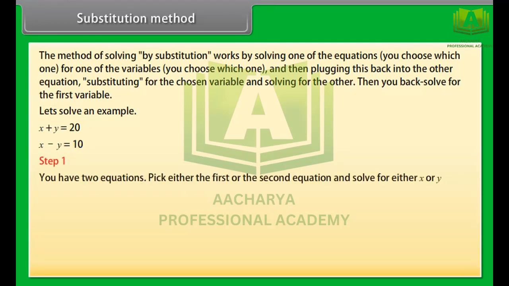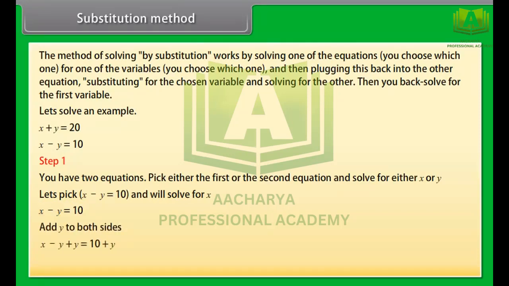Step 1. You have two equations. Pick either the first or the second equation and solve for either x or y. Let's pick x - y = 10 and we'll solve for x. x - y = 10. Add y to both sides. x - y + y = 10 + y. x = 10 + y.